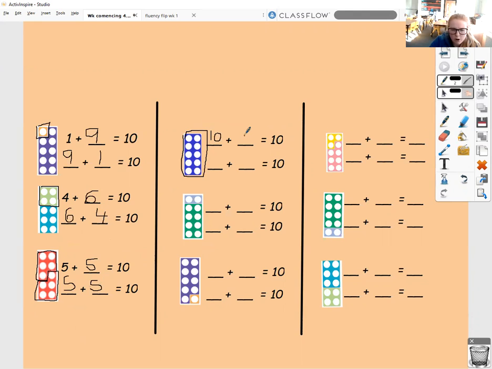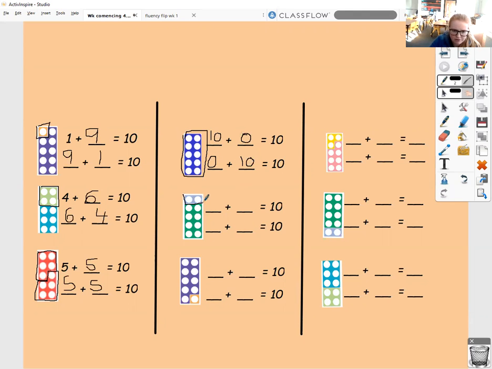It is 10 plus how many more do we need to make 10? The answer is 0. What is our fact family for this number sentence right here? Our fact family is 0 plus 10 more equals 10.